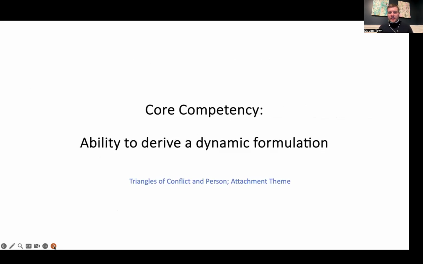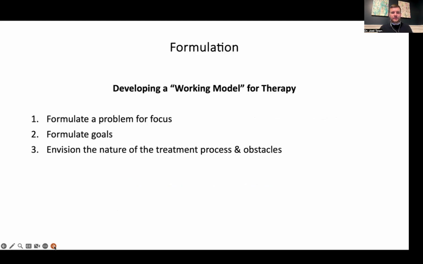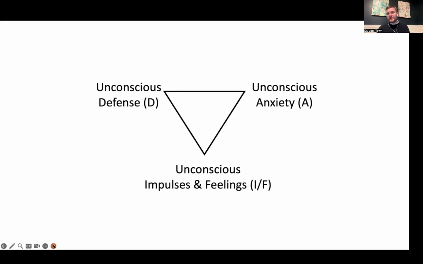So then the next competency we're going to talk about here is how do we begin to derive the dynamic formulation, and specifically we're going to talk about the triangle of conflict and the triangle of person, and also the concept of an attachment theme. So our formulation really is our working model for therapy. It's what constitutes our structure that the client and ourselves use, and we use in supervision for thinking about how we organize the therapy and what we're doing and why. It becomes our way of understanding the problems a person has, to formulate the goals and how change is going to come about, and to help to anticipate difficulties or obstacles which might manifest in the treatment process itself.